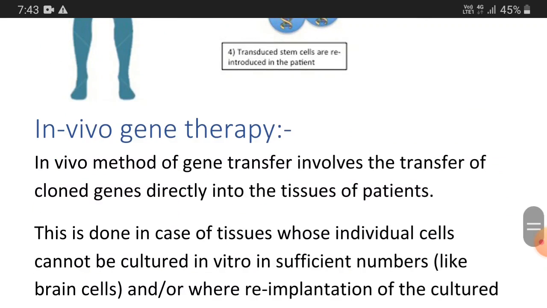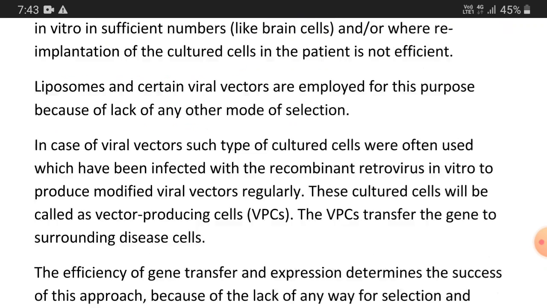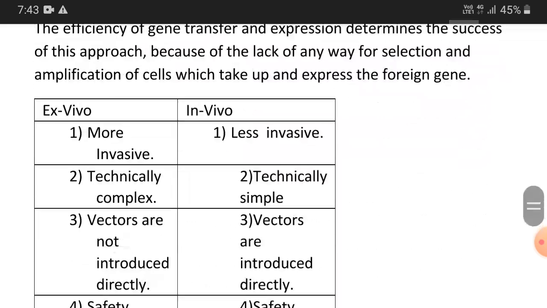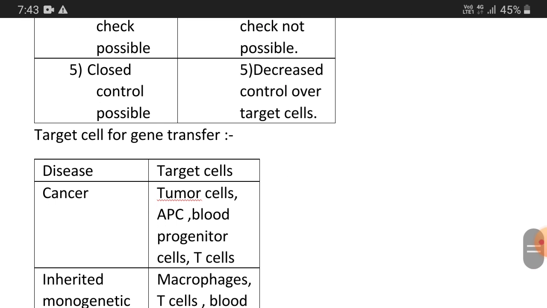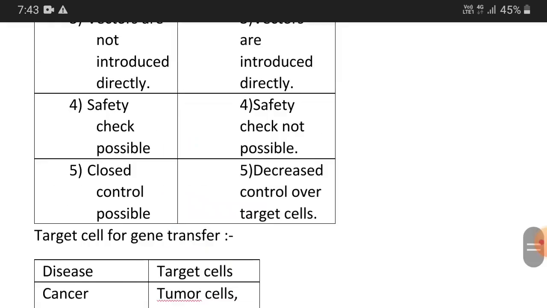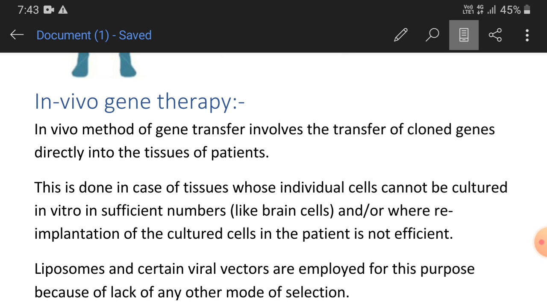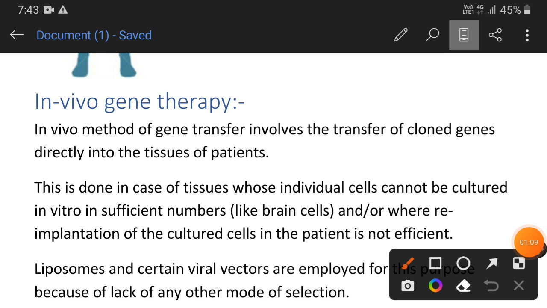Although in vivo gene therapy consists of several topics, here I will just complete the basic principle, the difference between ex vivo and in vivo gene therapy, and the target cells for gene transfer. Then the various kinds of vectors that we use for in vivo gene therapy I will upload in the gene delivery video lecture series, and I recommend you go and watch that playlist, then it will be good for you. Okay, so now let's start in vivo gene therapy.